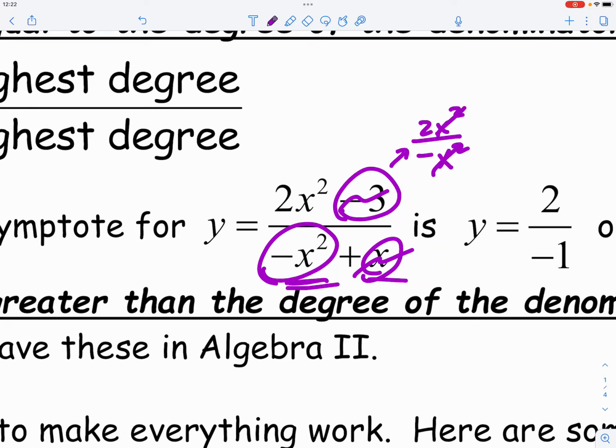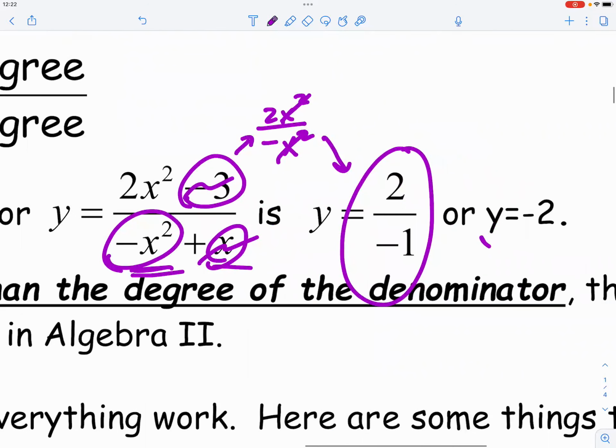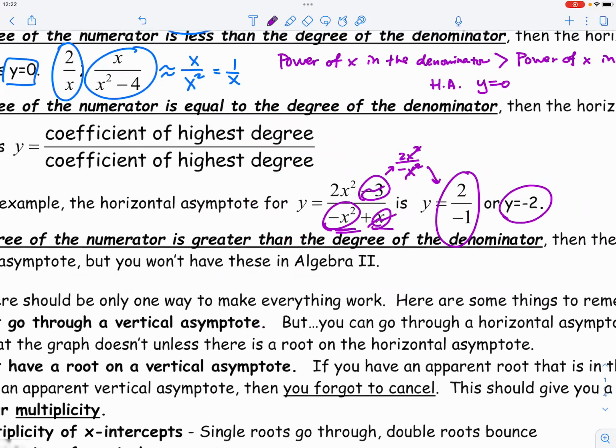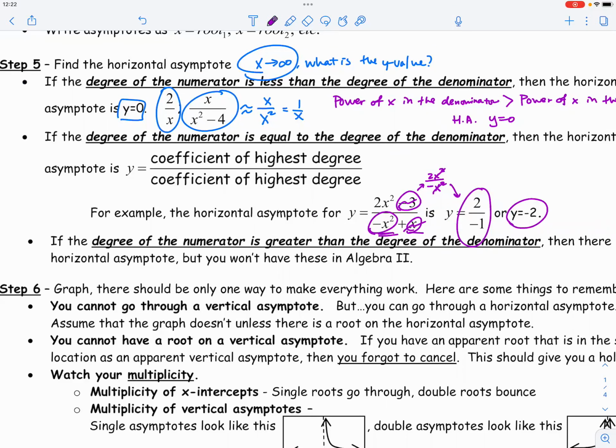Well, you cross out the x squared, right? So that's how you have -2 over -1. And that is -2. Again, there's a reason behind all these numbers. So things do not just pop up for no reason. It's all because x is going to be huge. So that's the second bullet point, when the powers are the same.